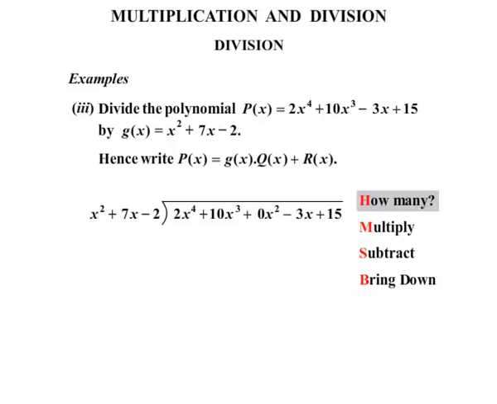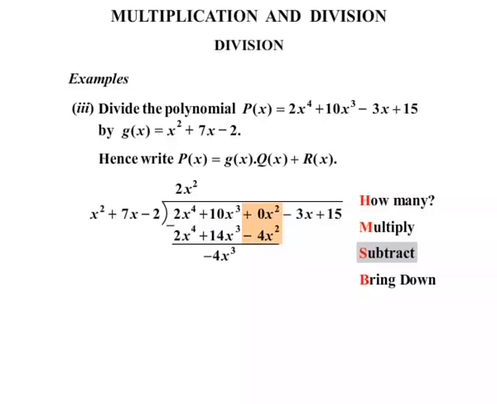So start off by how many times does our leading term x squared divide into the 2x to the 4? Well, that happens 2x squared times. Then we multiply the 2x squared with that whole expression there, so we'll end up getting 2x to the 4 plus 14x cubed minus 4x squared. Then we subtract. So doing the subtraction there, 2x to the 4 take away itself, it's gone. 10x cubed take away 14x cubed will be minus 4x cubed.